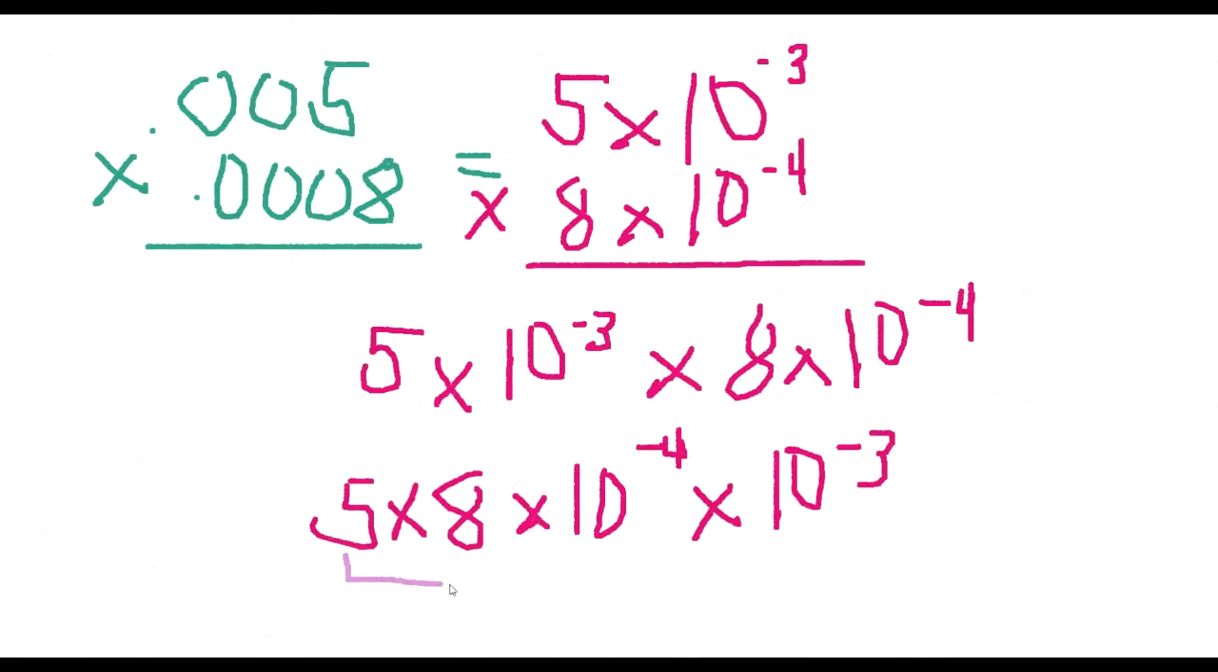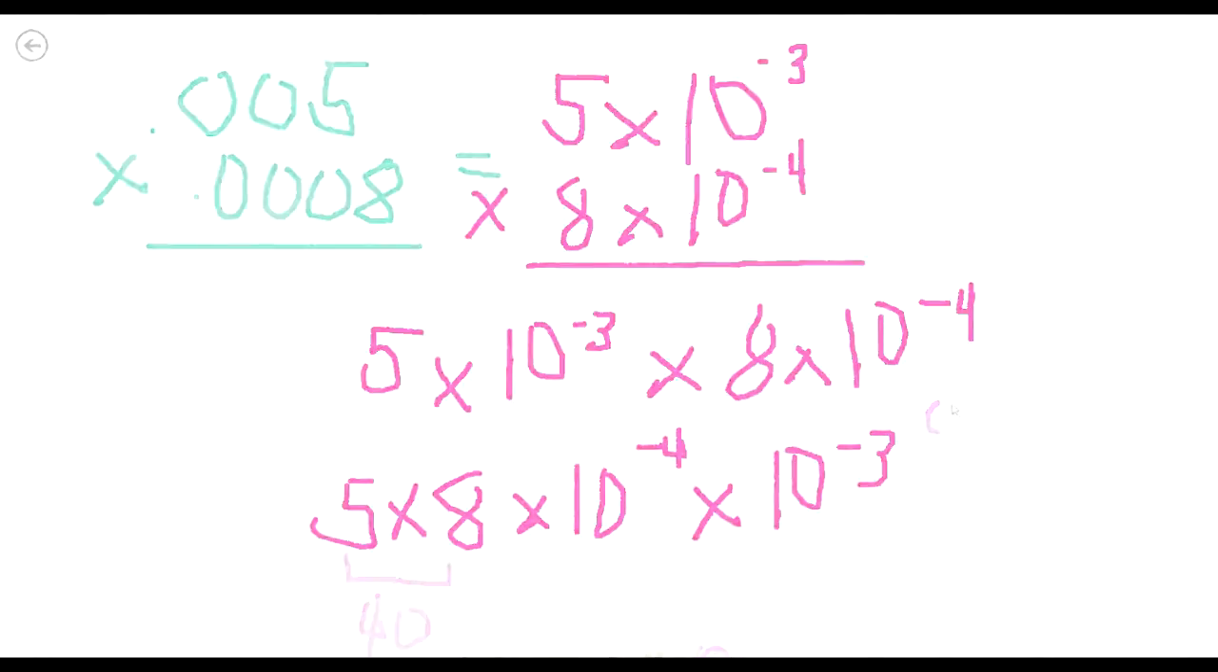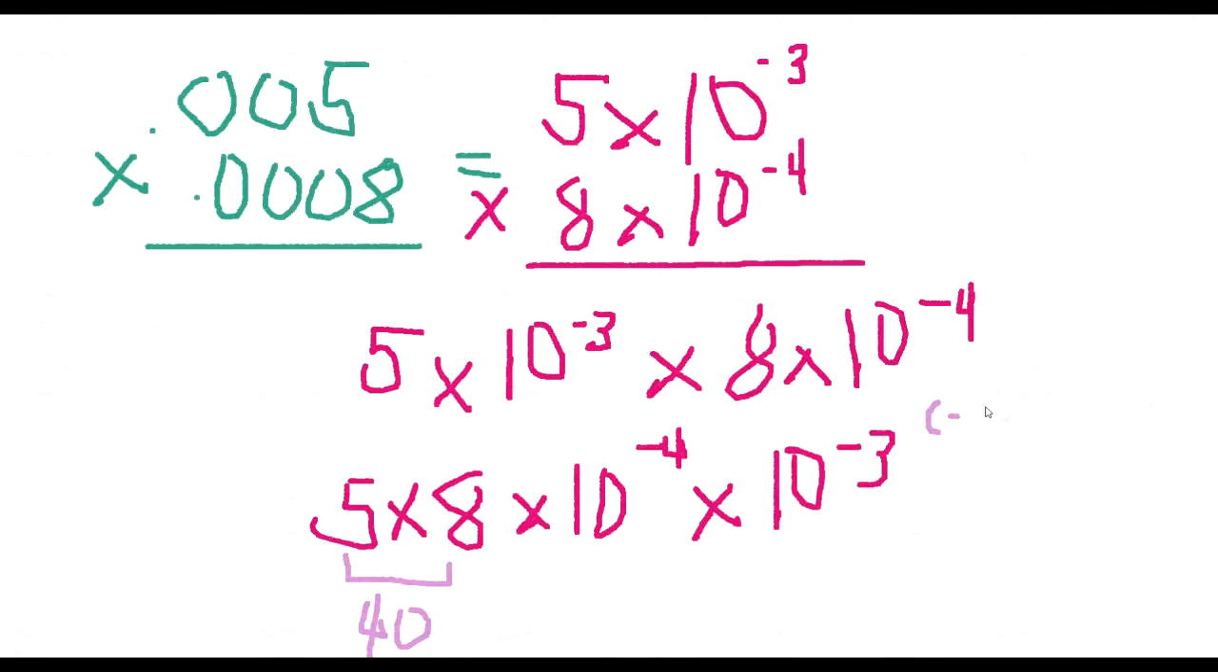First let's multiply this. 5 times 8, we all know that it's 40. And 10 raised to negative 4 times 10 raised to negative 3. If you know the exponent rules, when you multiply two numbers that have the same base, you can just add their exponents. So just add the negative 3 and negative 4, so it equals negative 7.